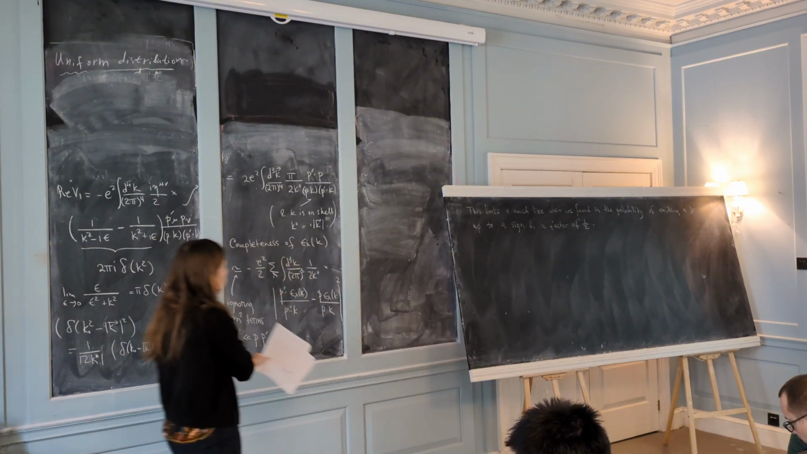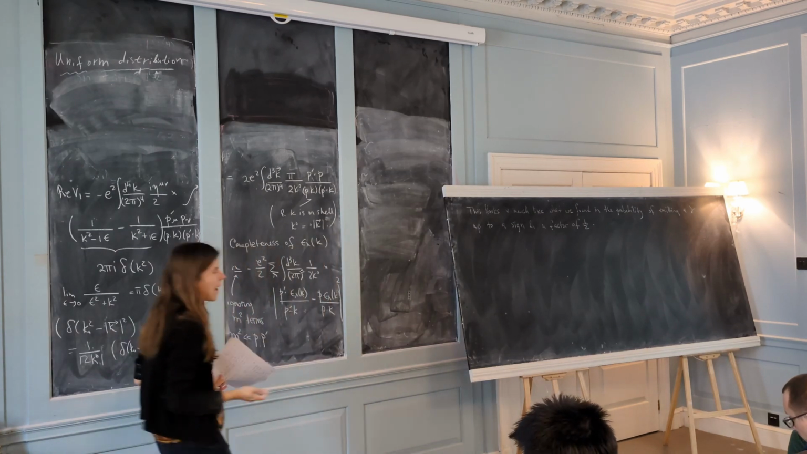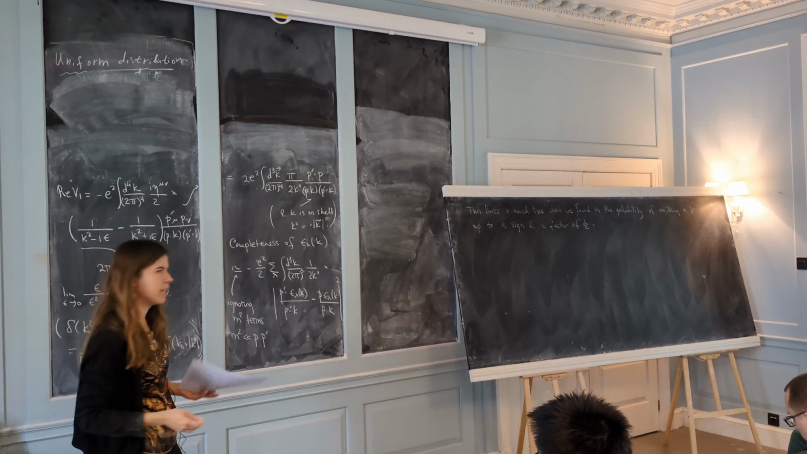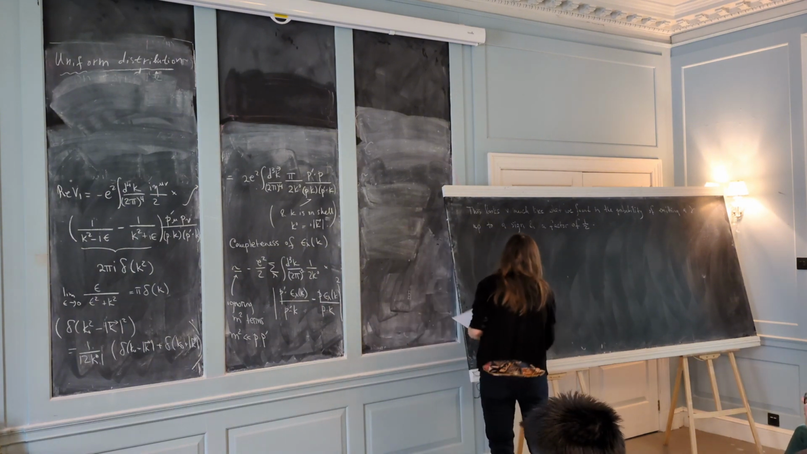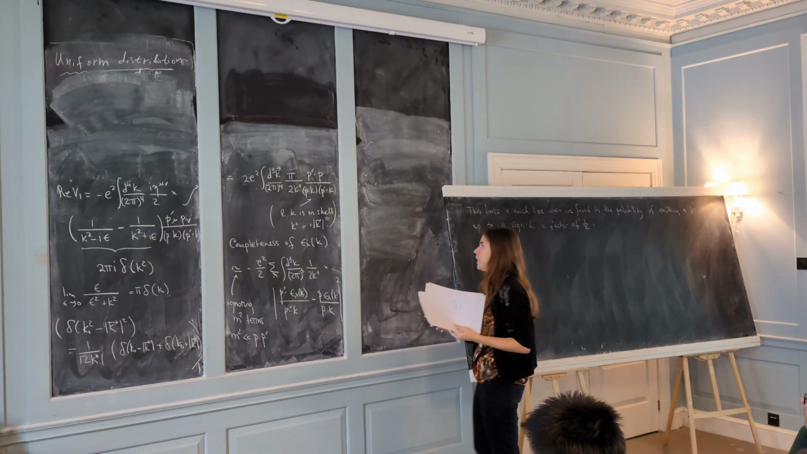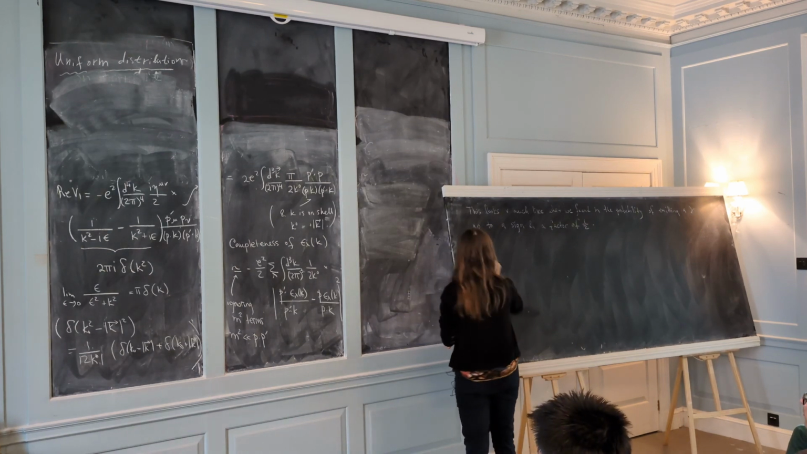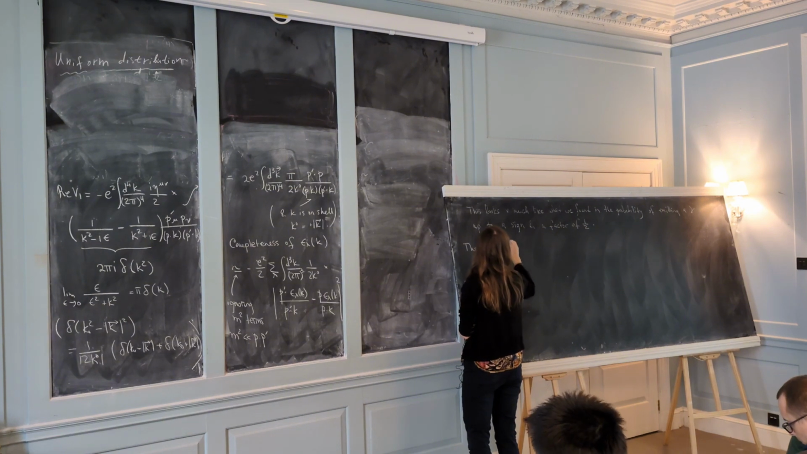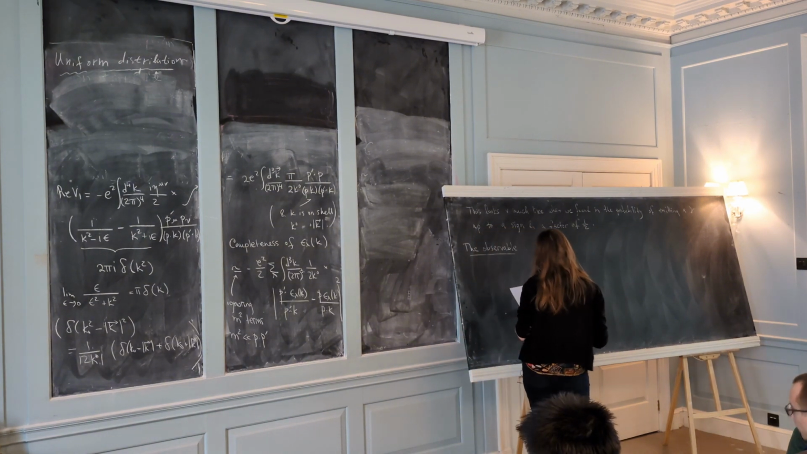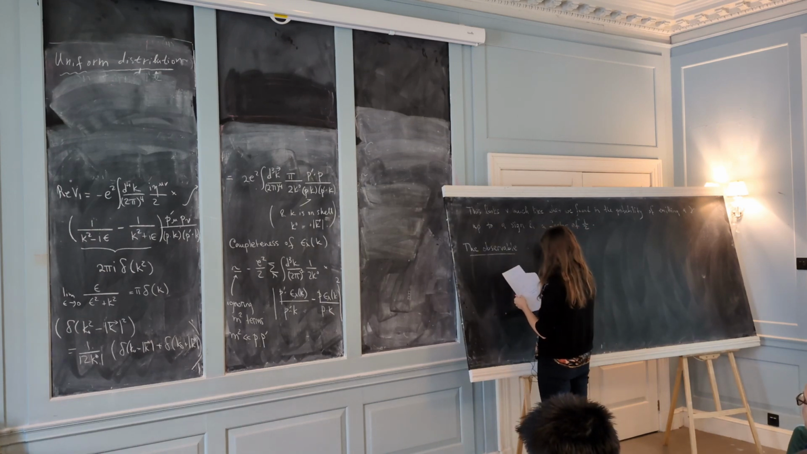So let's put everything together and see why those factors are exactly what we need to get the cancellation in the observable. So what is the observable? Now we have, I think, all the ingredients to compute our observable. The observable is, so this is just an amplitude. The observable is a cross-section.